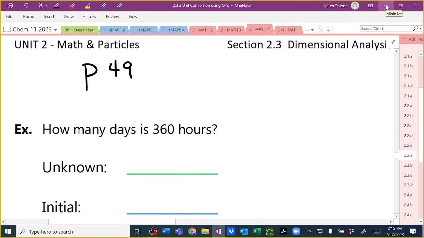Okay, how many days is 360 hours? The point of doing these questions is not to be able to come up with the correct answer. Oh, what is the point? The point is to be able to show your work the way that I want it shown. My way is the best way. I'm not even kidding. And I'm not saying it's the best way because it's just me.